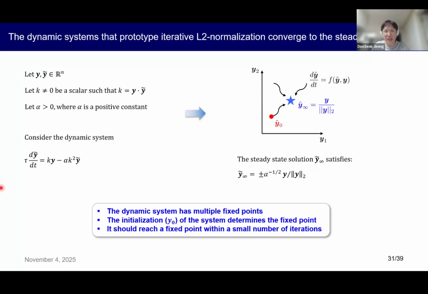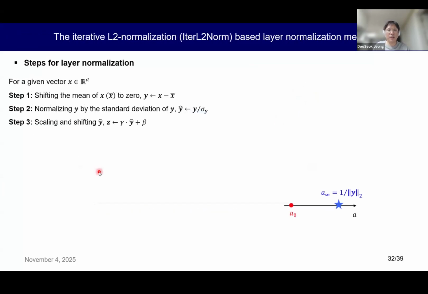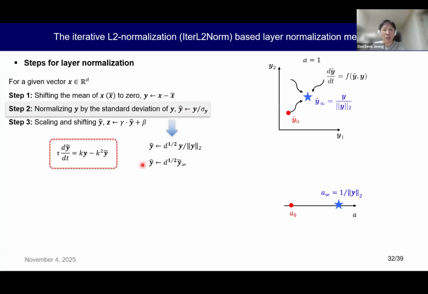So we designed our dynamic system, then we have to implement it. How can we do it? It looks pretty complicated, right? But the thing is, we basically talk about this step two. You do this L2 normalization, and the fixed point is this value. So you can get it without using any square root or division operation.